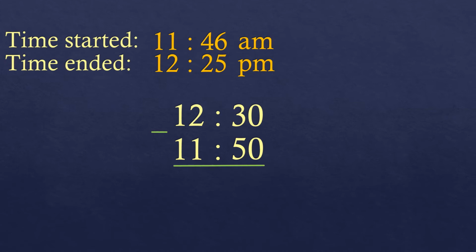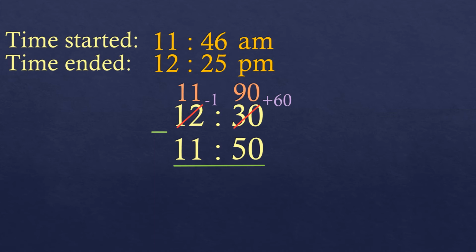Then we subtract. So we subtract from right to left, starting from minutes. But we cannot subtract 30 by 50, because the one on top is smaller than the bottom. So what we're going to do is to borrow from hours. And we have to remember that 1 hour is 60 minutes. And so we're going to subtract 1 from hour and put it in minutes. So we're going to add 60 minutes. So this 12 becomes 11. And 30 becomes 90, because 30 plus 60 is 90.